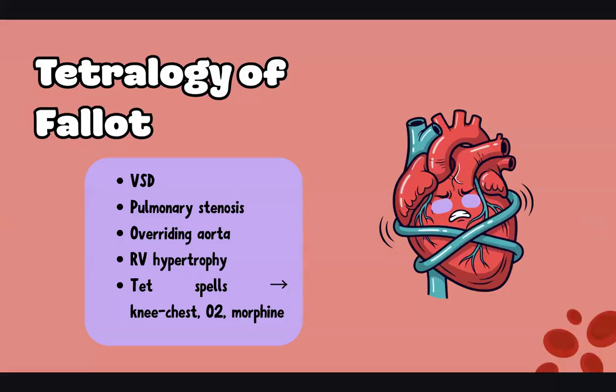All right, tetralogy of Fallot. This is a combination of four different defects, okay? A VSD, pulmonary stenosis, overriding aorta, and right ventricular hypertrophy. They end up with TET spells, which the baseline way we treat it is knee-chest position, O2, and morphine. We're going to talk about it a little bit more though.